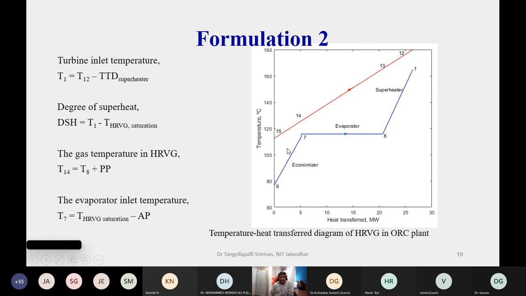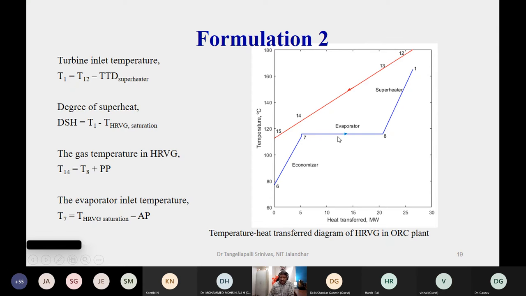One is the pinch point. The pinch point is the minimum temperature difference in the evaporator between the hot gas, hot fluid and the working fluid. So I can say here that T14 minus T8, which is the saturation temperature, is called the pinch point.